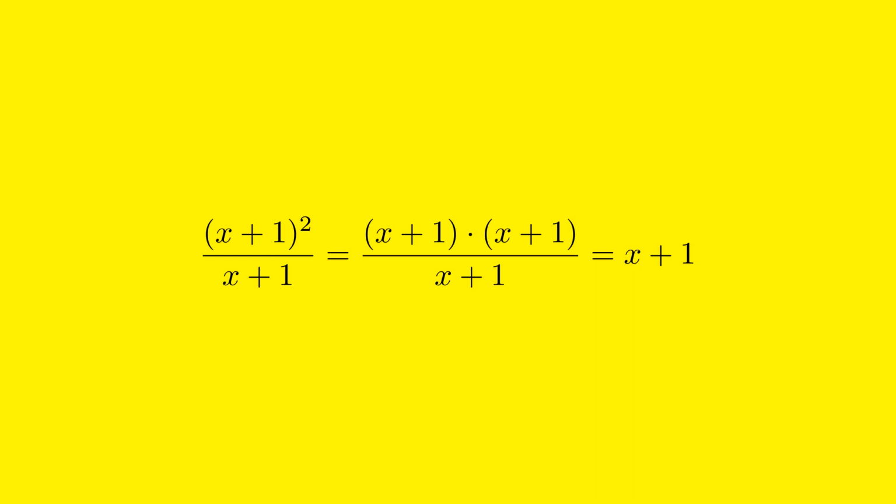This concludes the process. The final simplified form of the given rational expression is x plus 1.